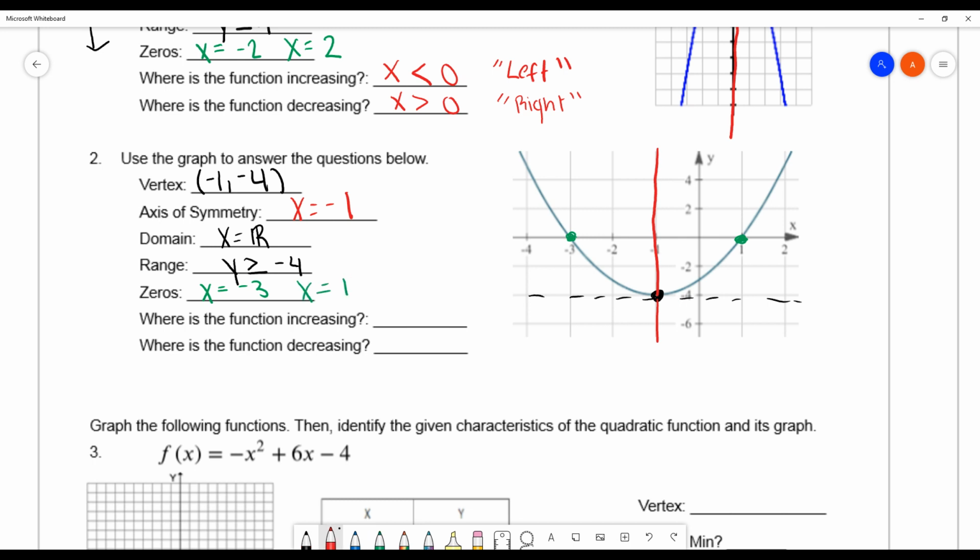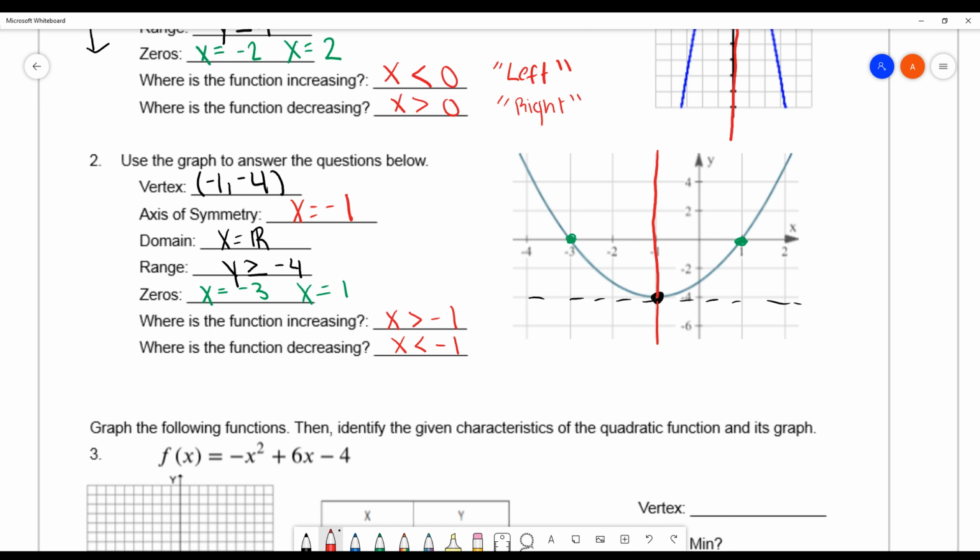It's increasing on the right side, so when x is greater than -1, and decreasing on the left side when x is less than -1. And that is the end of our video for questions 1 and 2. Keep watching through the other videos for the rest of the test review problems.